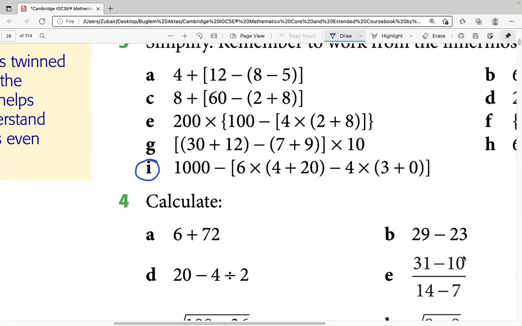868. You said 300? I said 868. That's correct. 868. Very good.